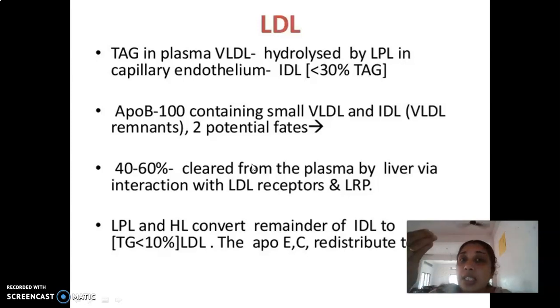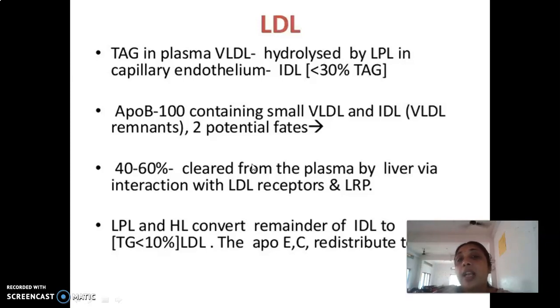And once it is in the cell, what is happening? The lysosomes come and break the LDL molecule, right? The LDL molecule gets opened up by the lysosomes, and the cholesterol esters will be liberated. That's how the cell is taking up the cholesterol.